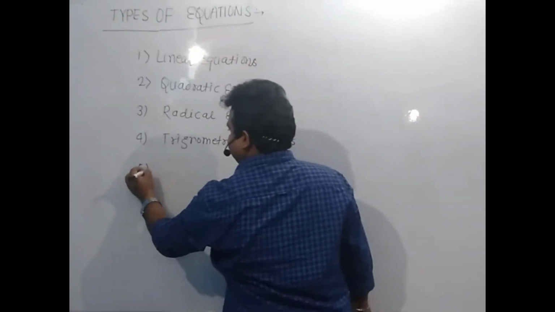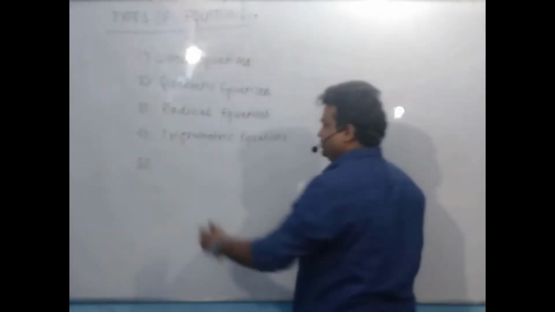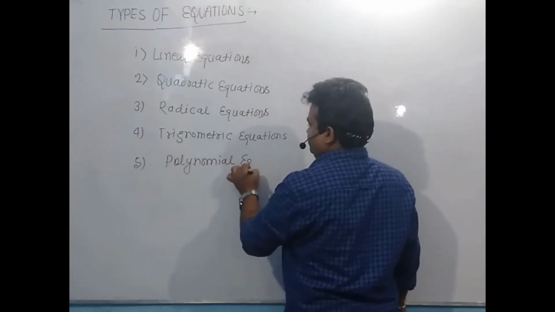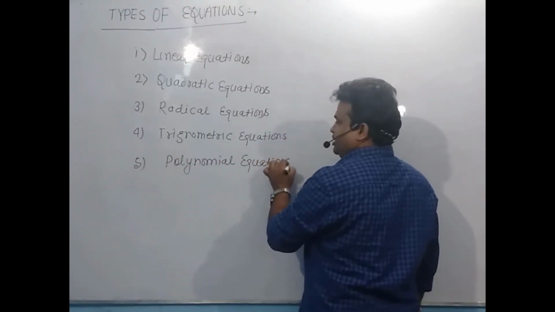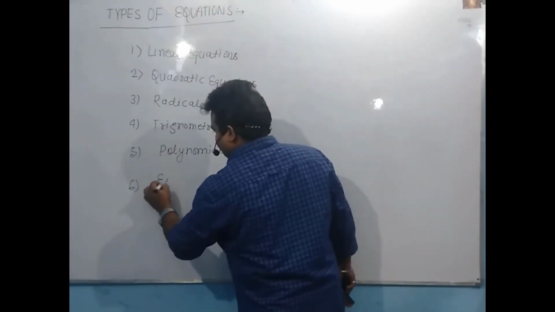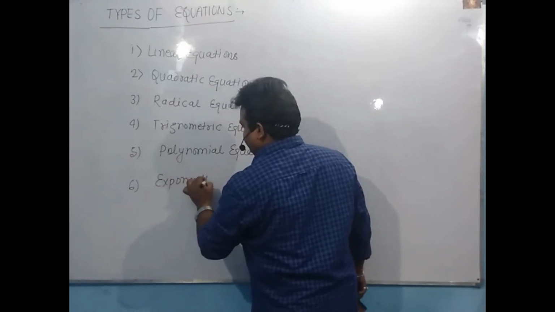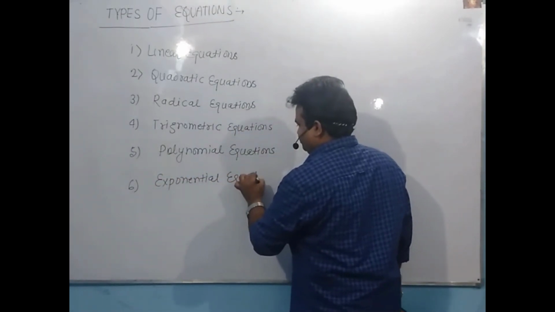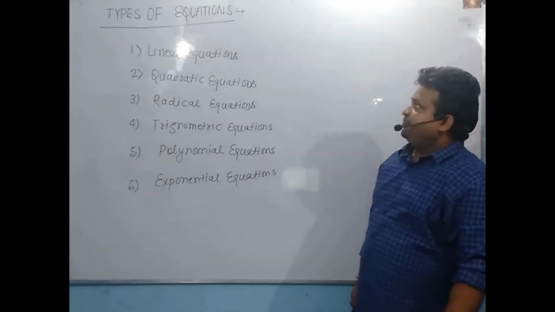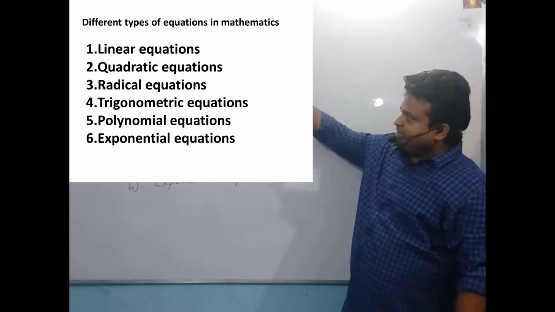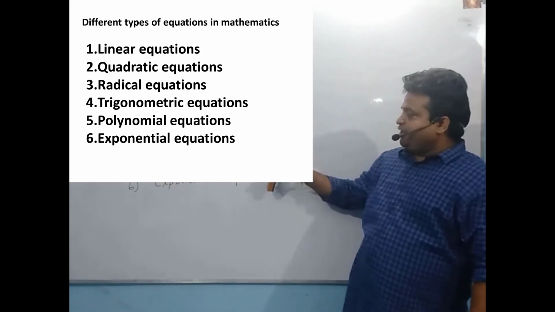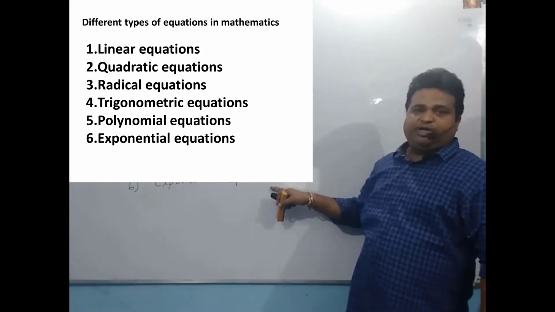And the fifth one is polynomial equation, and the last one is exponential equation. So these all are the types of equations. First one is linear equation, second is quadratic equation, third one is radical equation, fourth one is trigonometric equation, fifth one is polynomial equation, and sixth one is exponential equation.